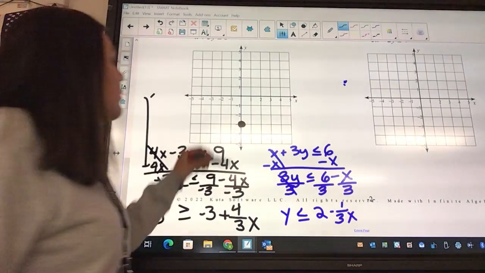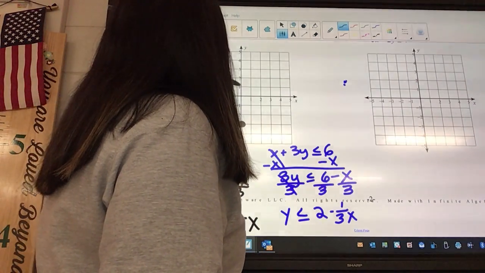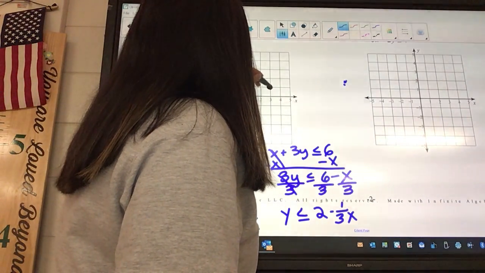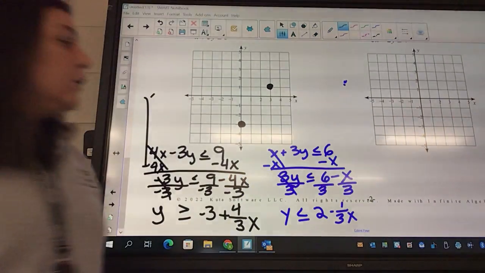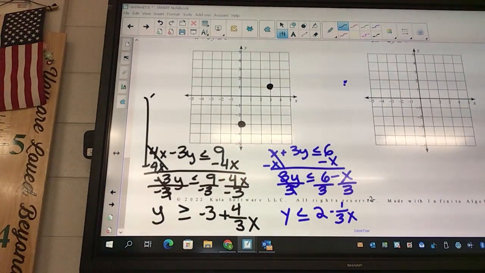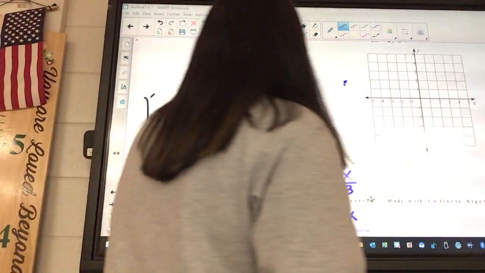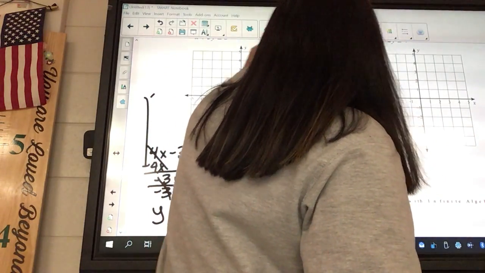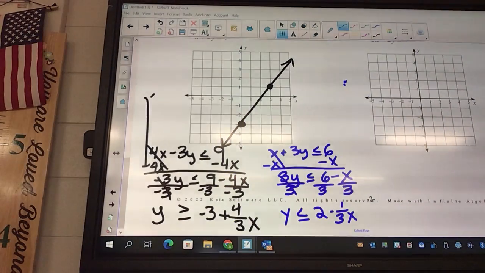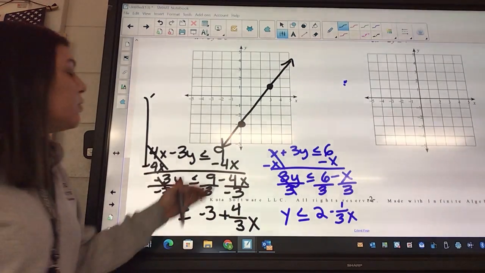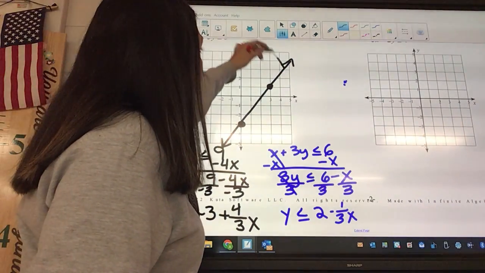Okay, so the black line starts at negative 3. And our slope is 4/3. So we got 1, 2, 3, 4 over 3. Should that be a solid or dotted line? Solid line. Okay, and then it says y is greater than, so we're going to shade everything above.